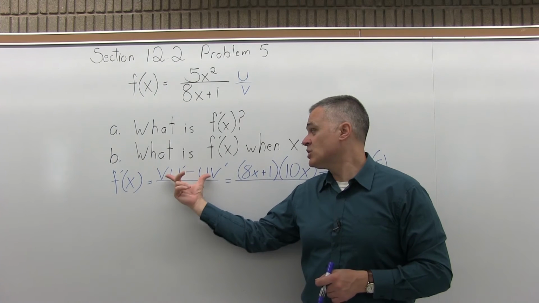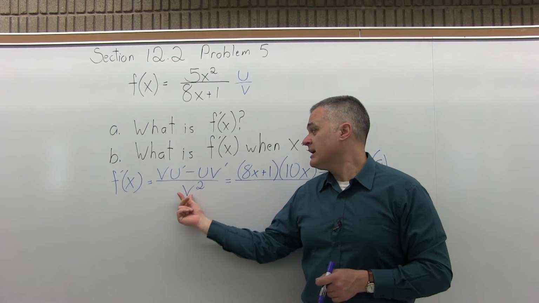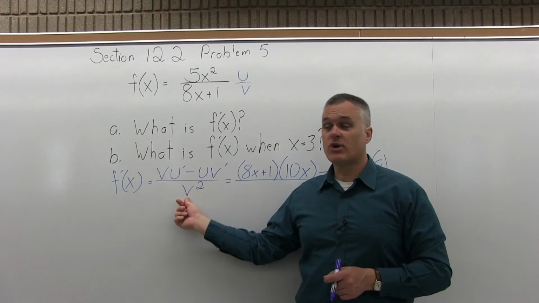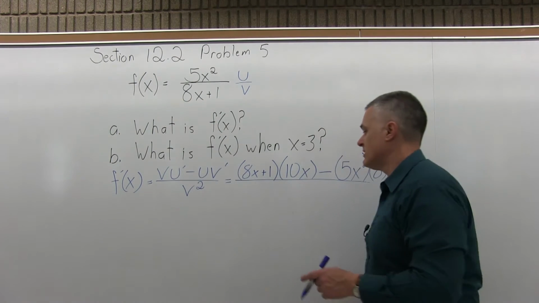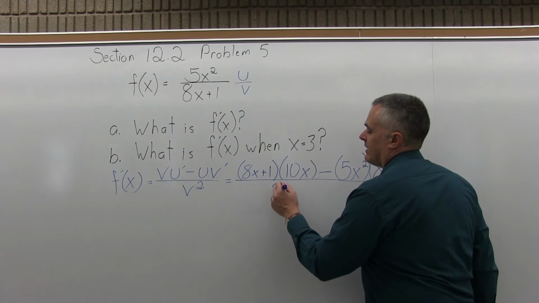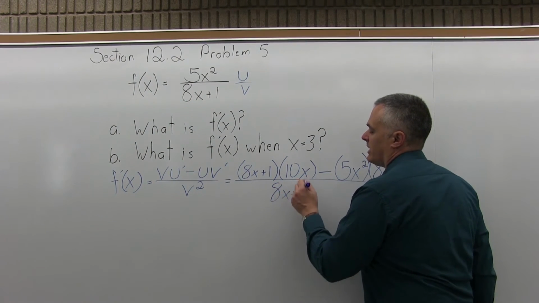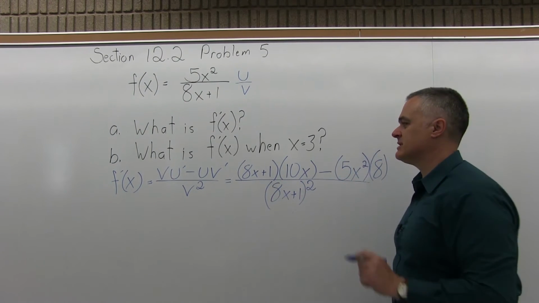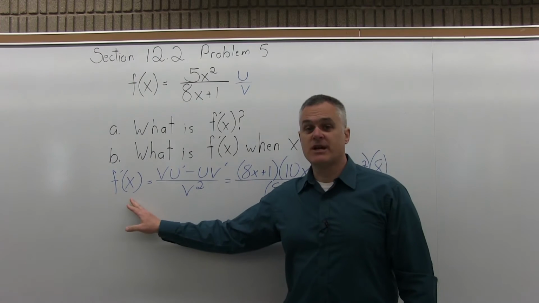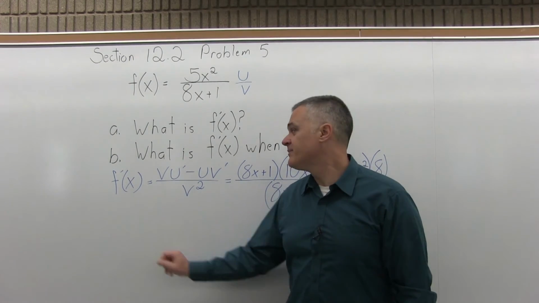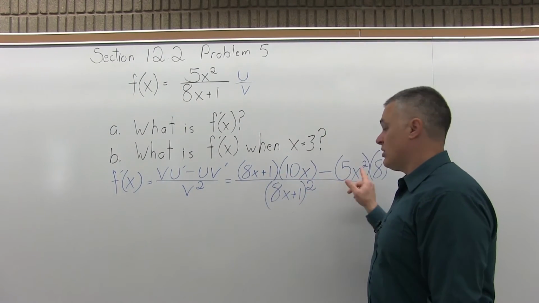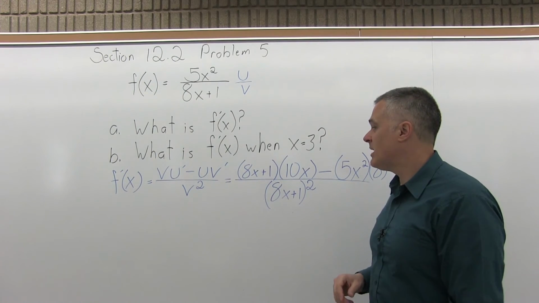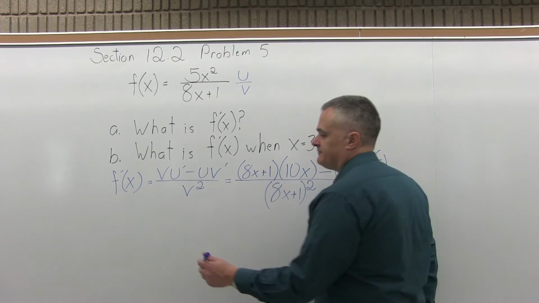So that fills in the top of my quotient rule. In the bottom, we have v squared. No prime, just v squared. So v is 8x plus 1. So I'll put 8x plus 1, put it in parentheses, and put a second power outside the parentheses. So that's f prime of x. And we can simplify it. You don't really have to. You could plug in a 3 right now. But let's simplify it a little bit.